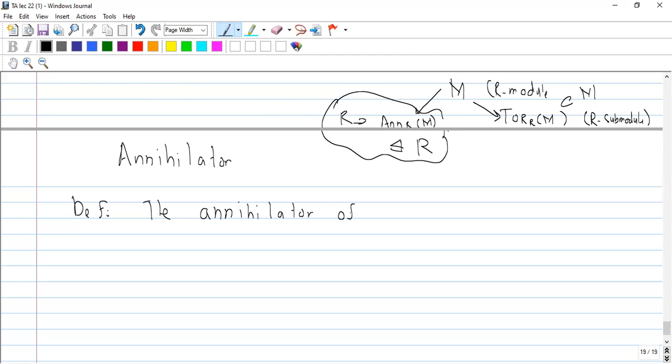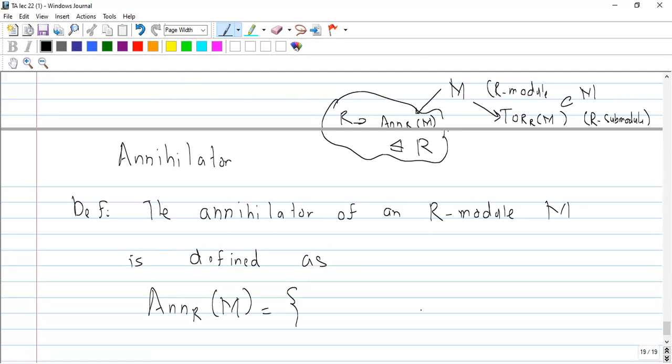So the annihilator of an R module M is defined in this way, that it contains all elements of R such that they are annihilating. The word annihilating is also used: if an element collides with a whole structure and makes the whole structure zero, we use the word annihilate, that it annihilates it. That's why we can also write it as: I am considering those elements of R which are annihilating M.